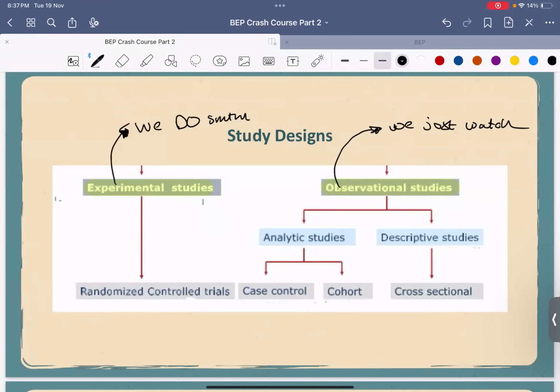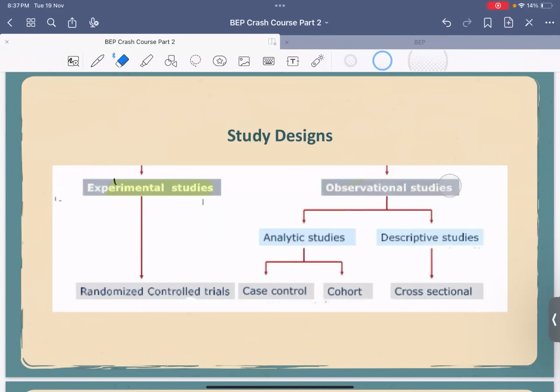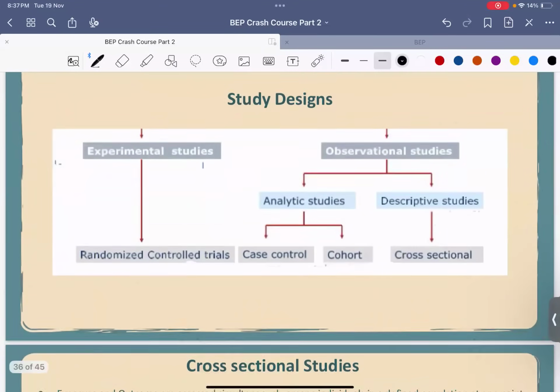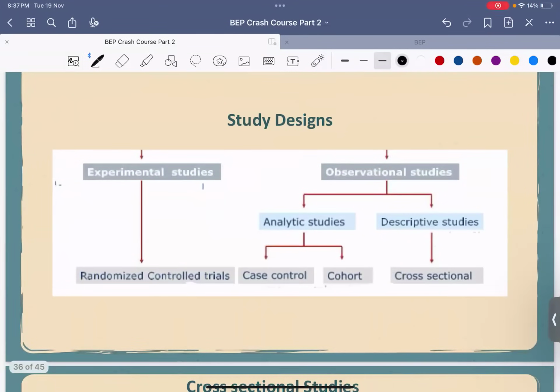Observational, I just watch. For example, I want to see, is smoking associated with lung cancer? So I just watch. I take people who smoke and people who don't smoke, and I see if people who don't smoke have more lung cancer than people who smoke or whatever. So that's observational, and there are many different types of observational studies. We said the only experimental type of study is randomized controlled trials. We're going to talk about each of these in much more detail. This is just an overview.